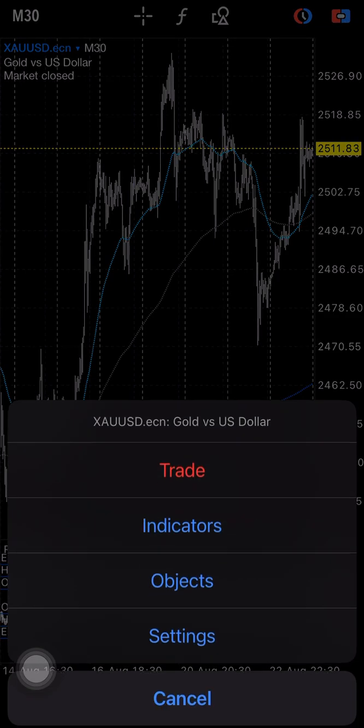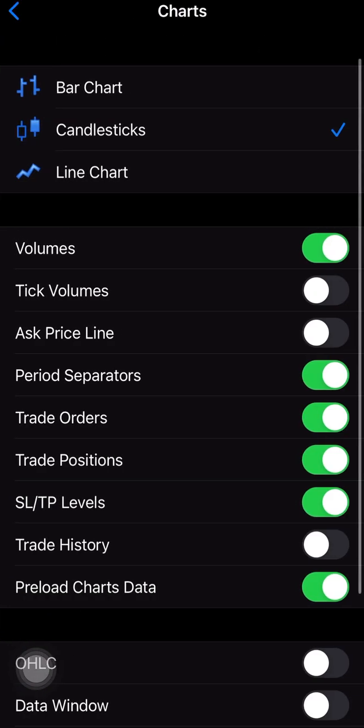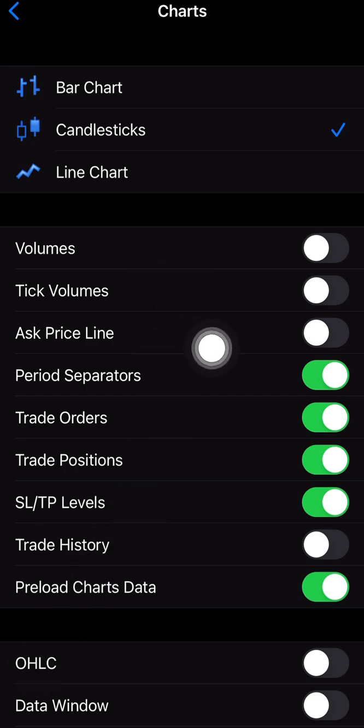But anyways, yeah, I don't really use volume, although it is a very good indicator. Something for you to look into if you'd like. So yep, tick volumes, ask price. I have all this turned off, just personal preference. The period separators right here. This is your preference, but I like them on.